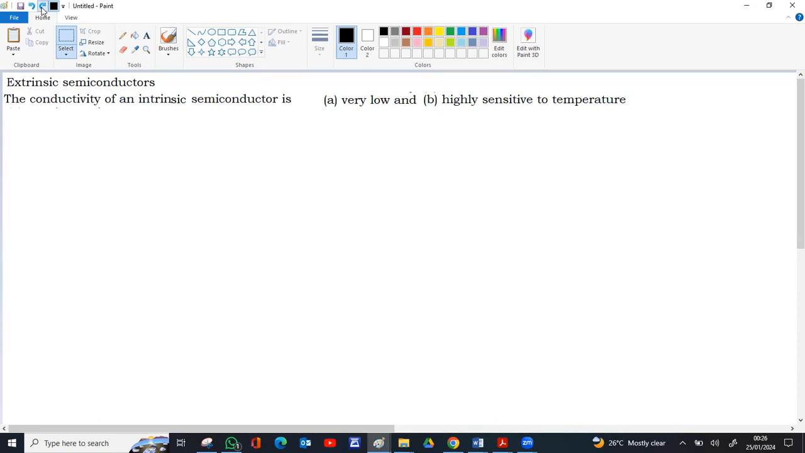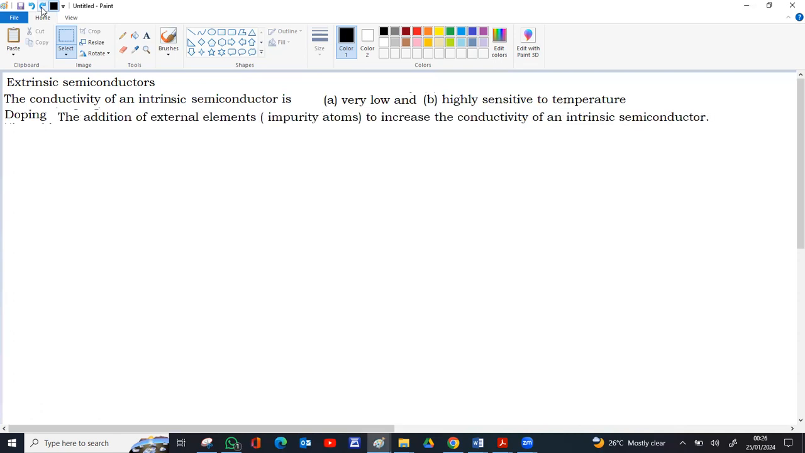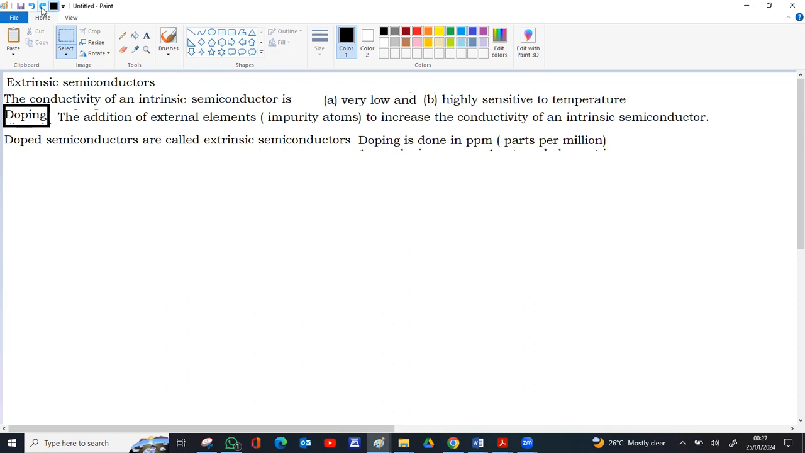That process of adding external elements known as impurity atoms to increase the conductivity of an intrinsic semiconductor is called doping. Doping is normally done in parts per million, and the doped semiconductors are called extrinsic semiconductors. The type of doping decides N-type or P-type. Now, ppm, parts per million.